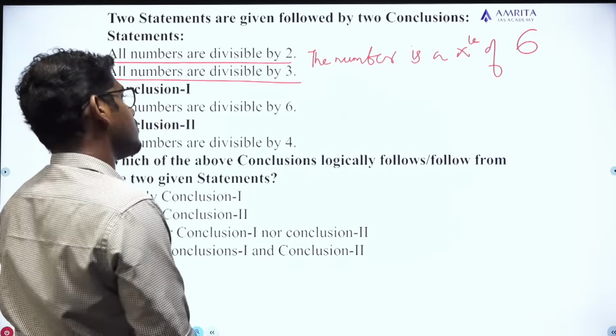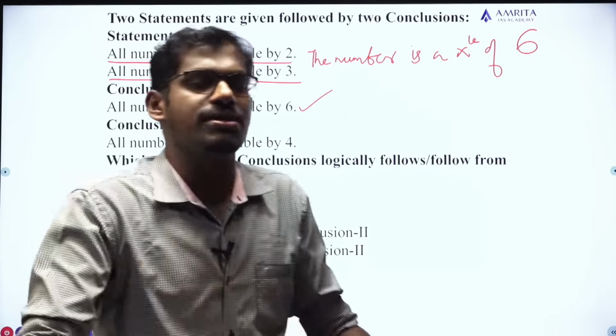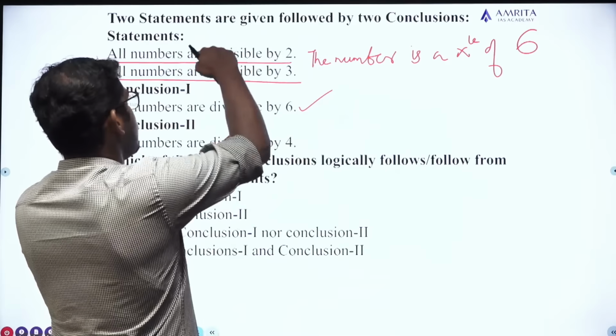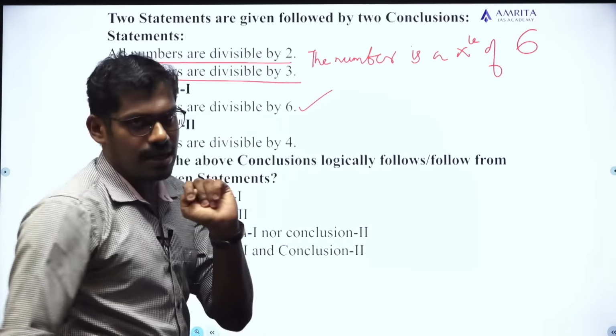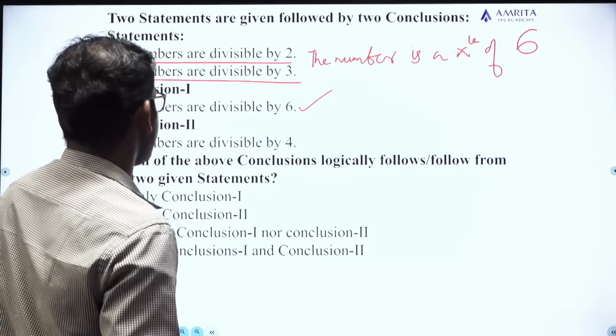All numbers are divisible by 6. Yes, that's possible. That is the divisibility rule of 6. If a number is divisible by 6, then it must be divisible by 2 and by 3. So the first conclusion is correct. Let's go with the second one.